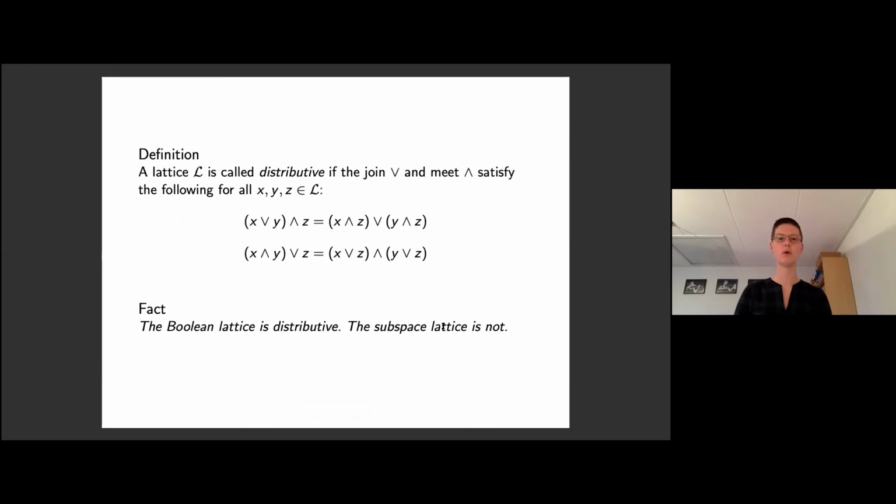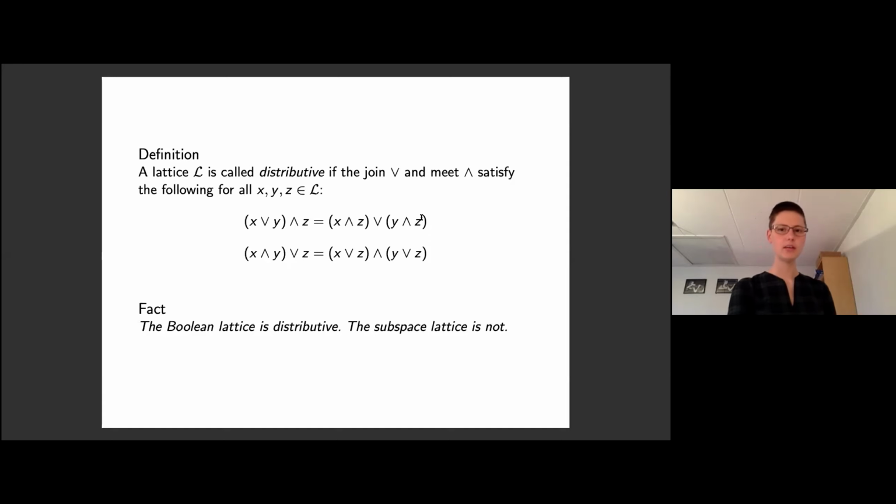And the reason why this is has to do with distributivity of a lattice. We call a lattice distributive if the join and the meet satisfy the following two formulas. And what they actually just mean is like distributivity for adding and multiplying, right? If my join was plus and this was a times, then you get the well-known thing that you can just multiply x with z and then plus y times z, but then in a lattice. And the thing is that the Boolean lattice is distributive, but the subspace lattice is not.